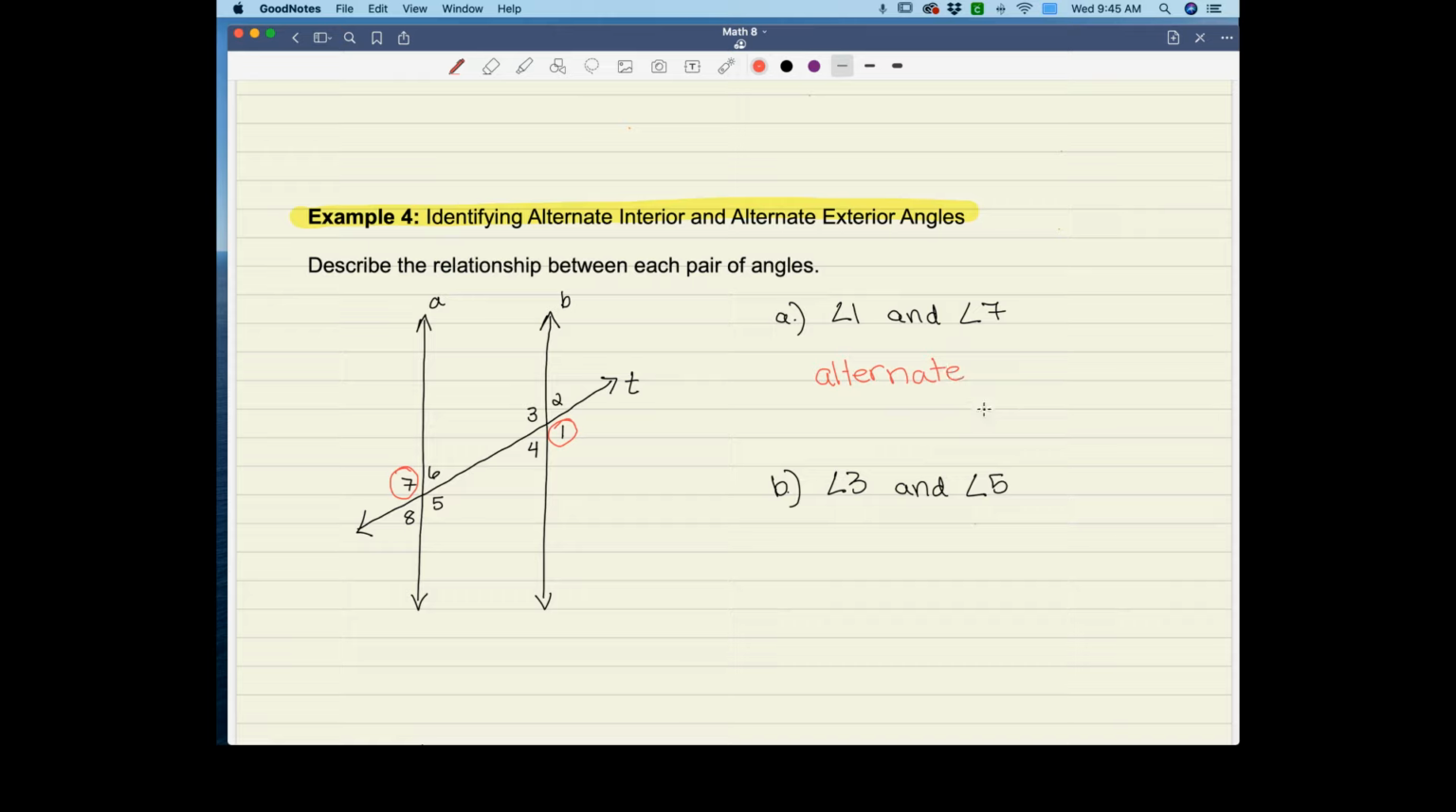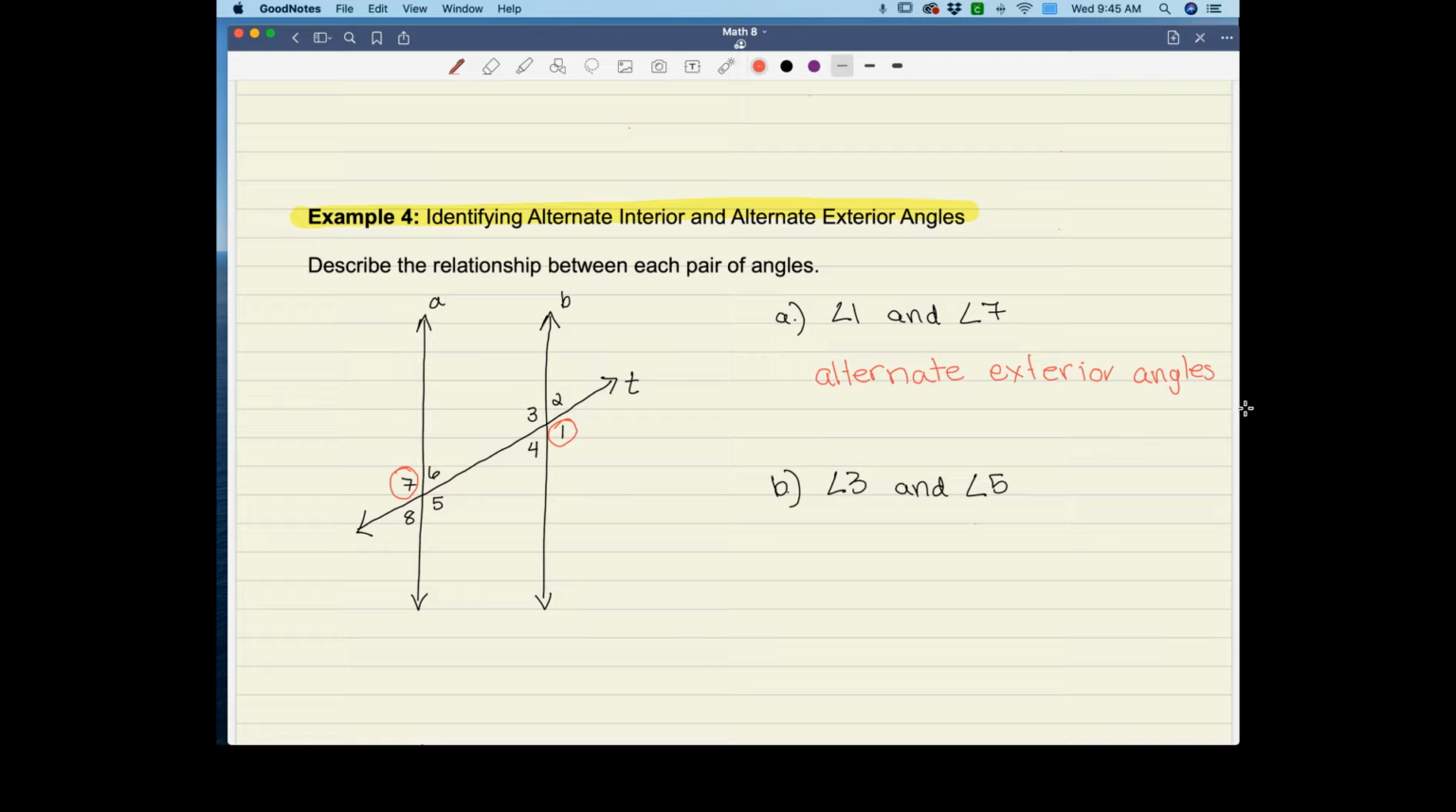And then I want to ask myself, interior, exterior. Are they inside the two lines or outside the two lines? And so angles 1 and 7, they're on the outside of my two lines. So it's alternate exterior angles.